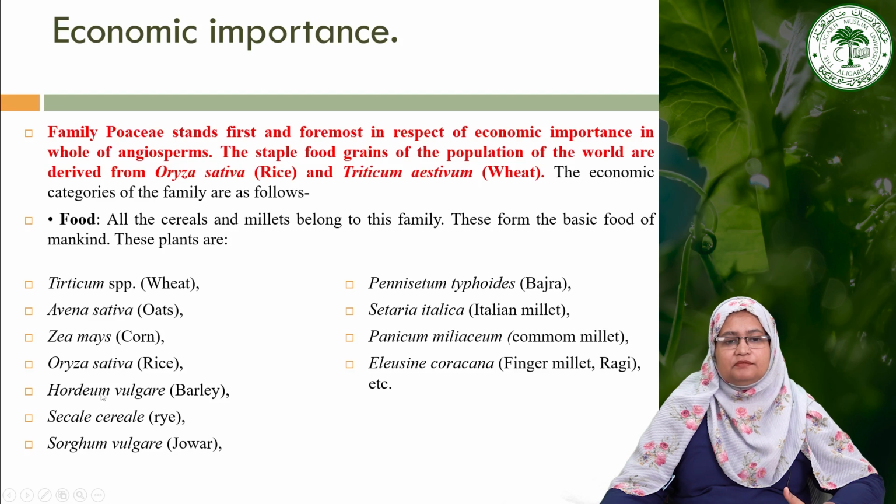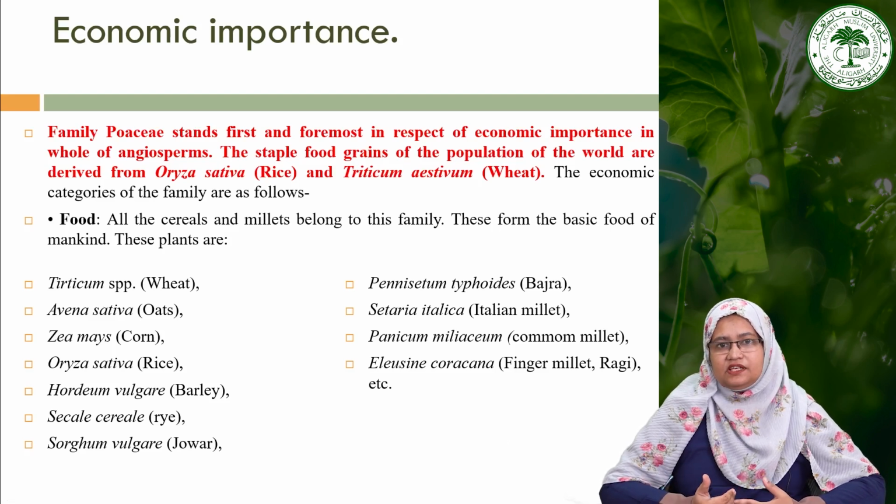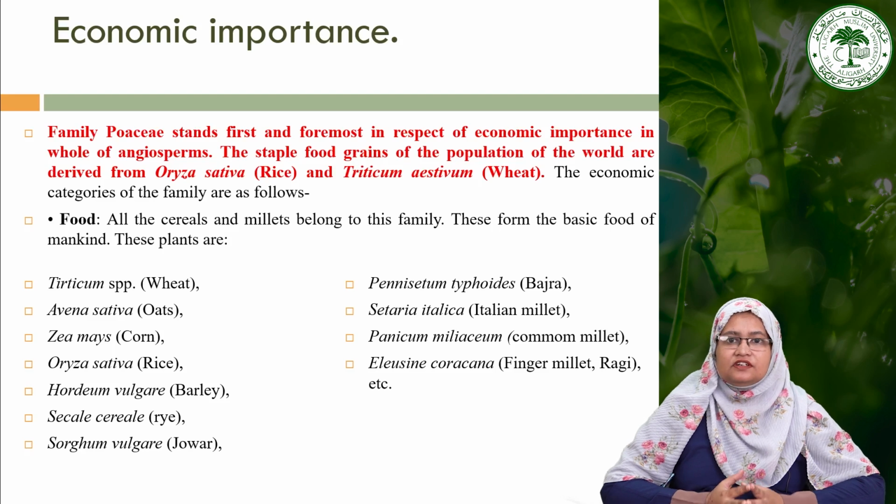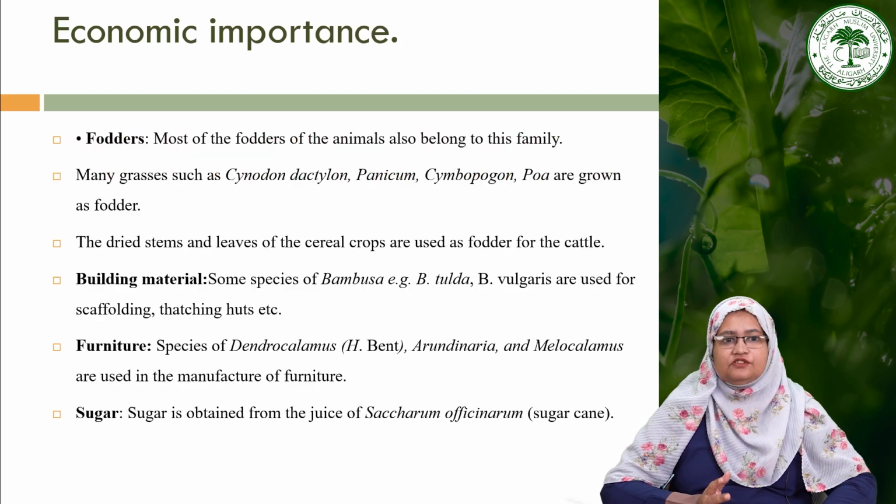So this is the list of some cereals and millets, like Triticum, commonly called wheat, Avena sativa which is called oats, Zea mays that is called corn, Oryza sativa which is called rice, Hordeum vulgare which is called barley, Secale cereale that is called rye, Sorghum vulgare which is called jowar, then Pennisetum typhoides that is called bajra, Setaria italica called Italian millet, then Panicum miliaceum called common millet, then Eleusine coracana which is called finger millet or ragi. So you can see a number of cereals and millets all belong to the family Poaceae, and these are our main staple foods. So it is a very highly important family, the Poaceae family.